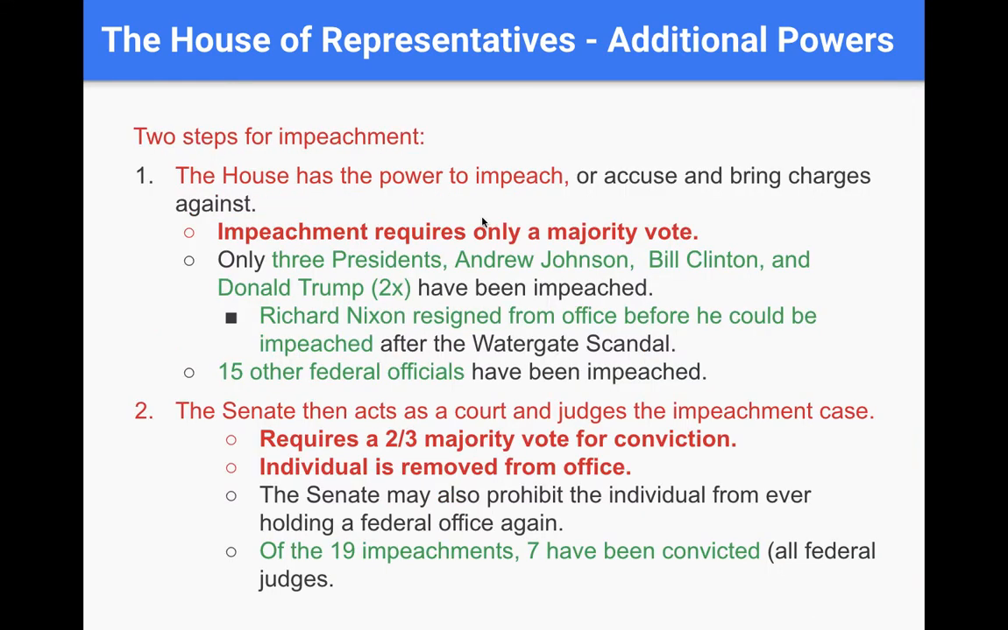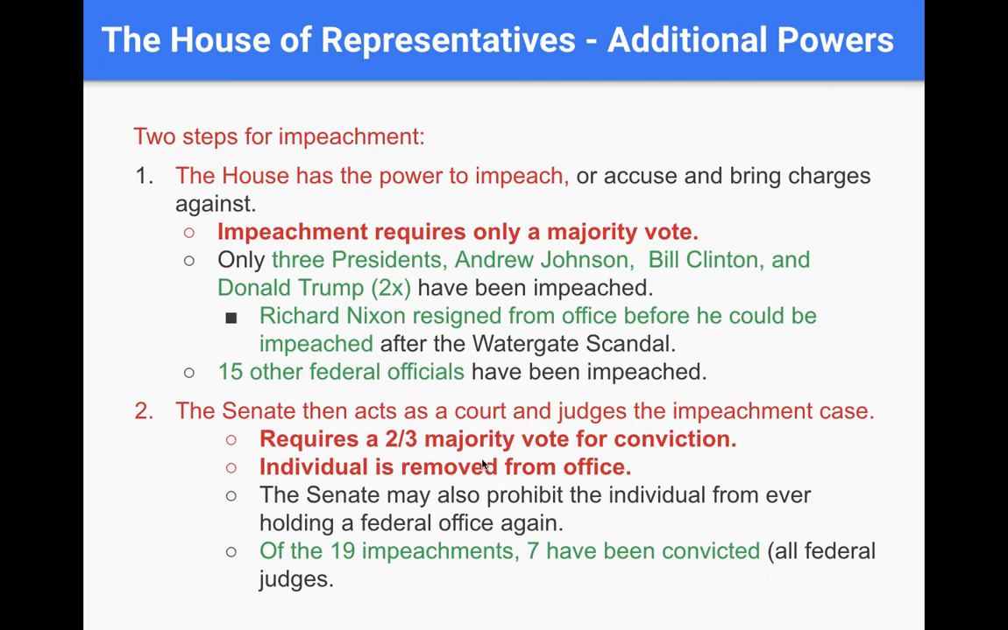Okay. Again, I talked about those 2 steps. The House has the power to impeach. In order to impeach, you only need a majority of votes. Well, the Senate is the one that's going to actually convict. And when you get to conviction, it's not a majority anymore. Now we are looking for a supermajority, a 2/3 vote for conviction.